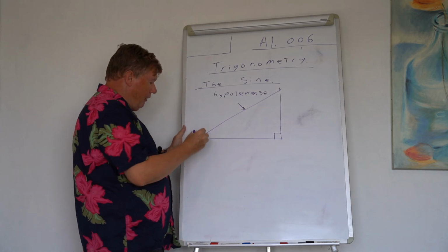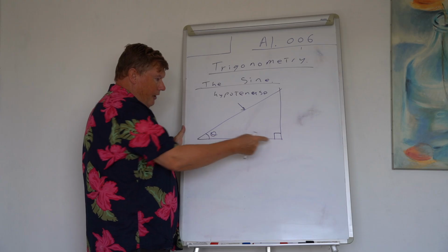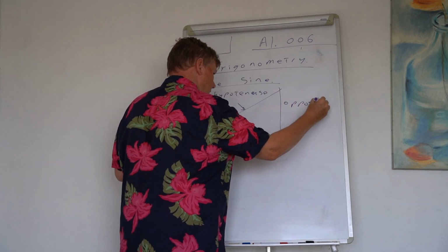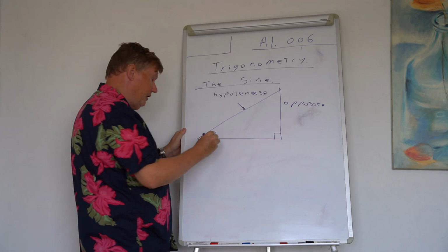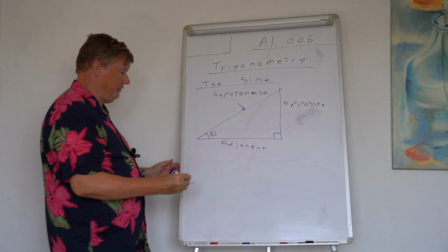Hypotenuse. Now, if we start with this angle here, and we call this theta, the side that is opposite is called the opposite. And the side that is next to it is called the adjacent. Now, I want to show you something very important.